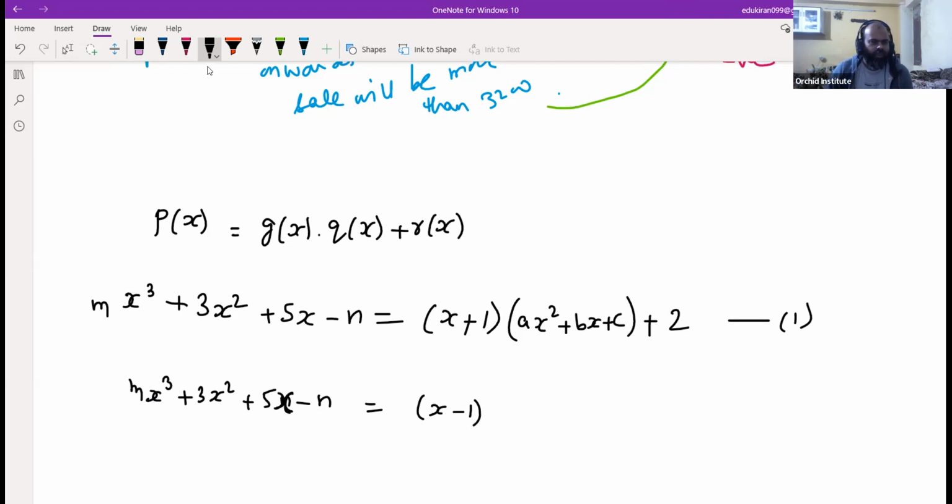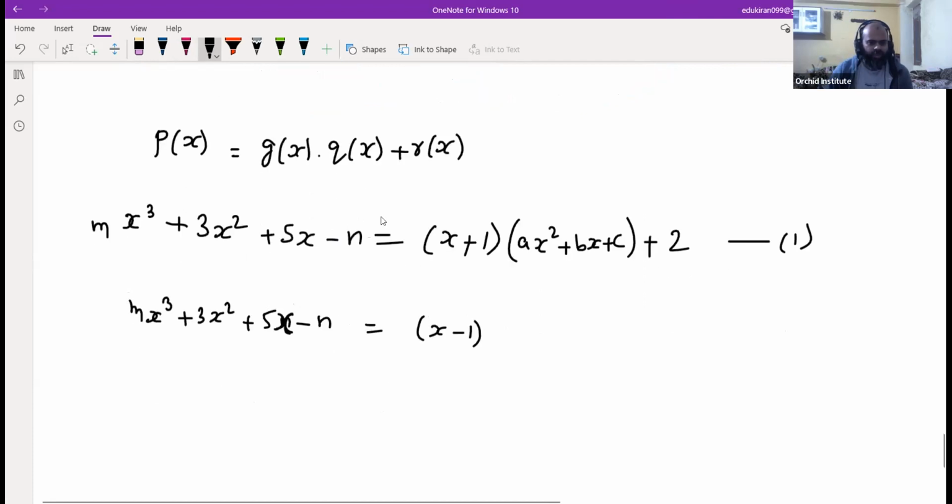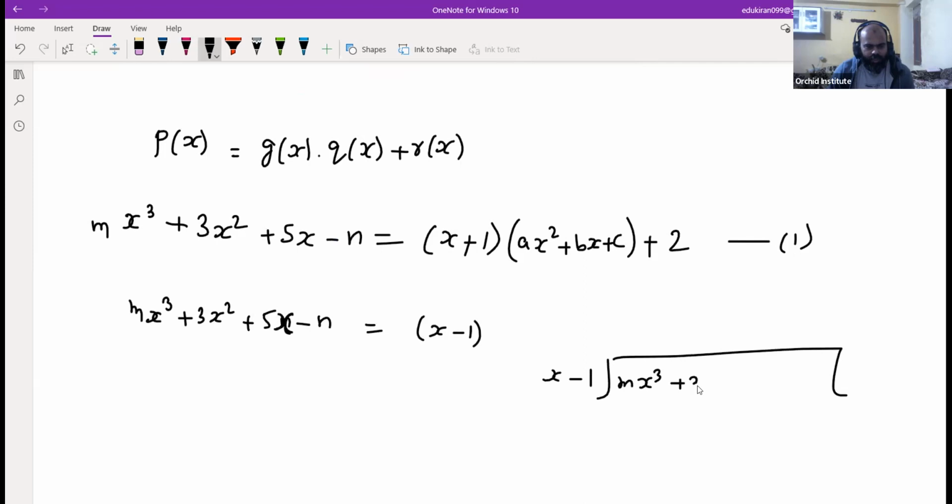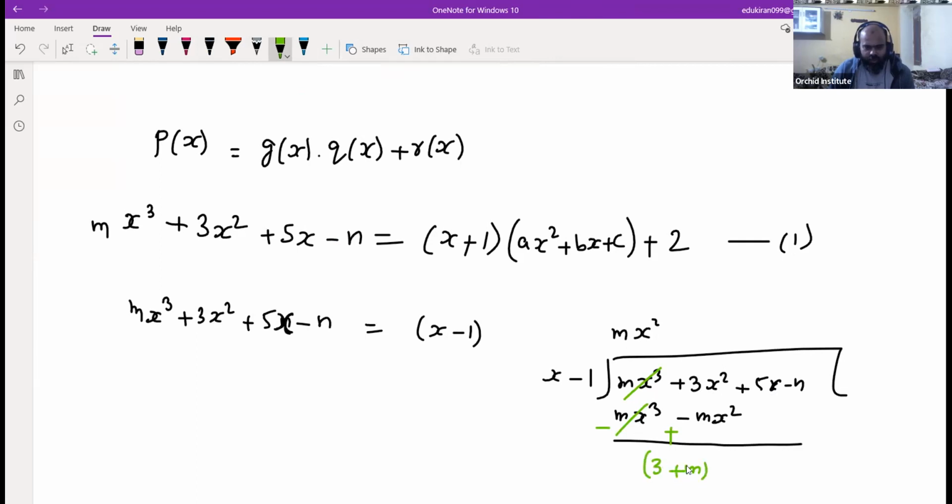let us take this one first. So let us divide by x minus 1. When you divide mx cube plus 3x square plus 5x minus n by x minus 1, the remainder should be 0. So we divide by mx square, we get mx cube minus mx square. This is what we will get. Now, when we subtract, this will become 3 plus m into x square plus 5x minus n.